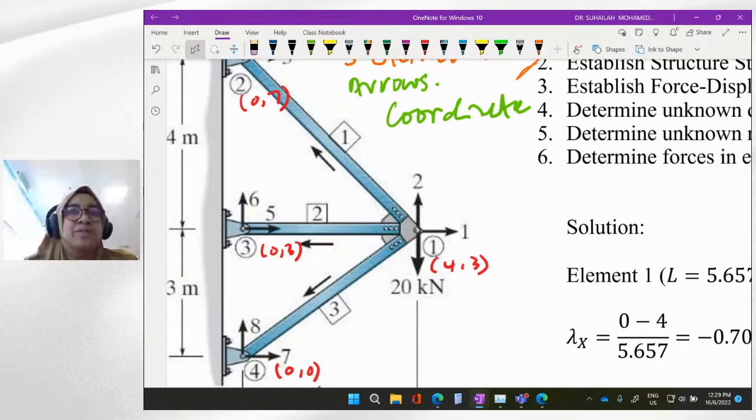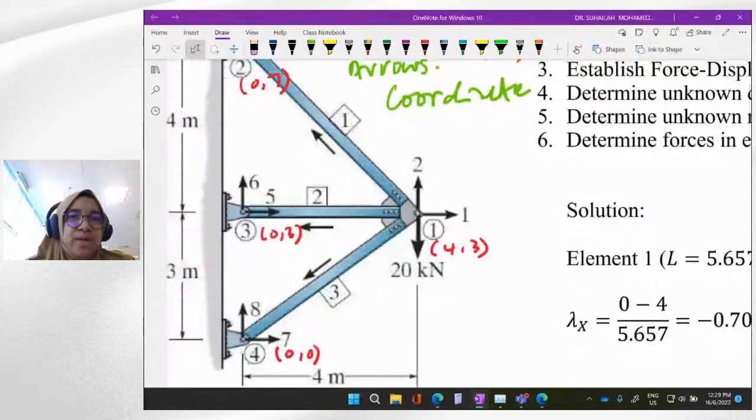And stiffness matrix method is actually the theory behind software. When we model any type of structure in the software, we have to have coordinates. Okay, we have to identify coordinates. So okay, we have put all the coordinates. We choose one as origin, and from the origin we label the other coordinates for each joint.